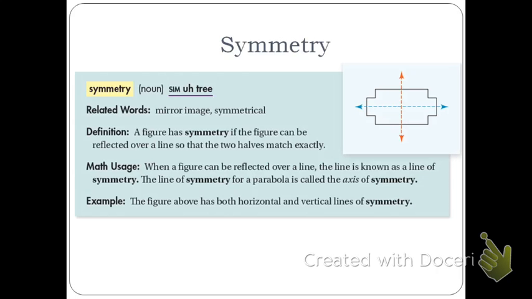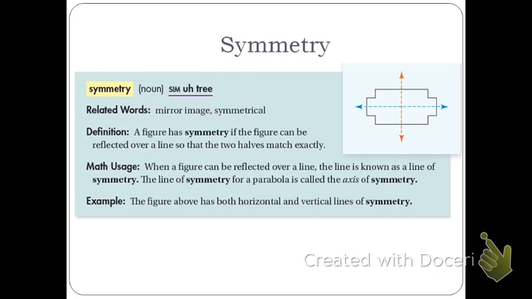You've probably heard of symmetry before, or learned about symmetry even as early as back in elementary school, when you put paint on a piece of paper and folded it over and opened it up and it made a butterfly, or maybe you cut half of a heart on a fold and you opened it up and it made a full heart. Symmetry is the mirror image.